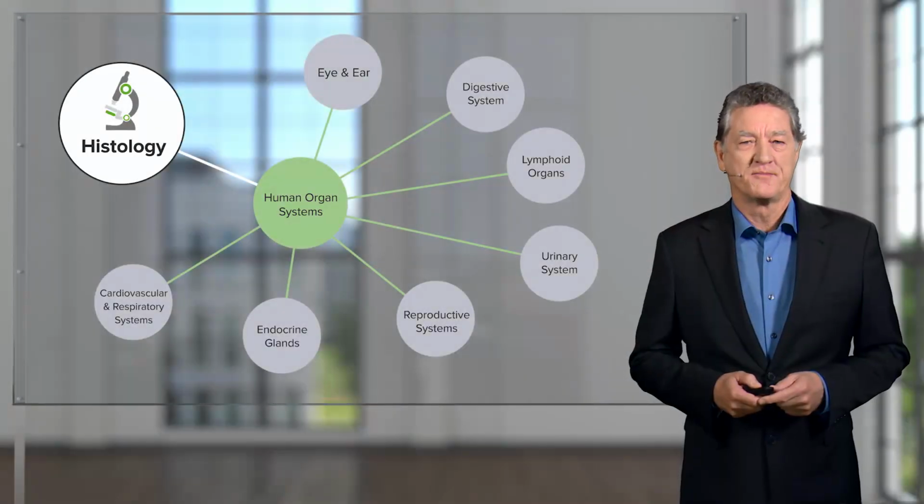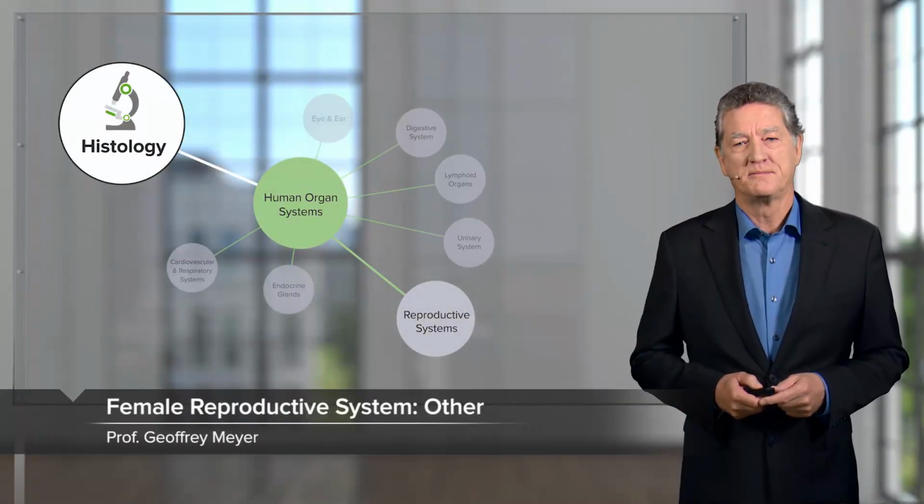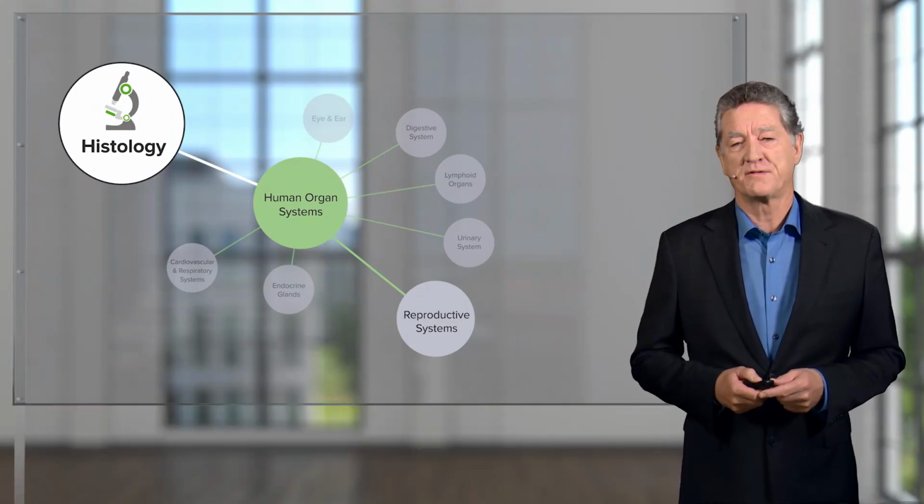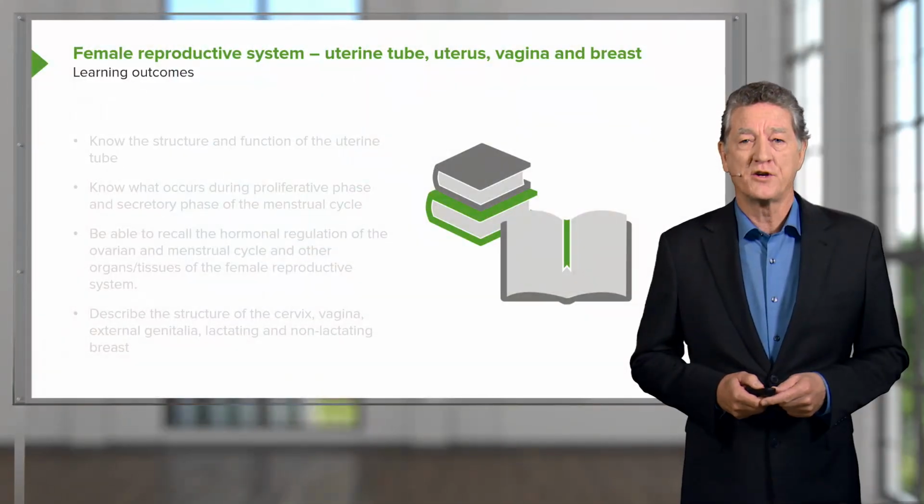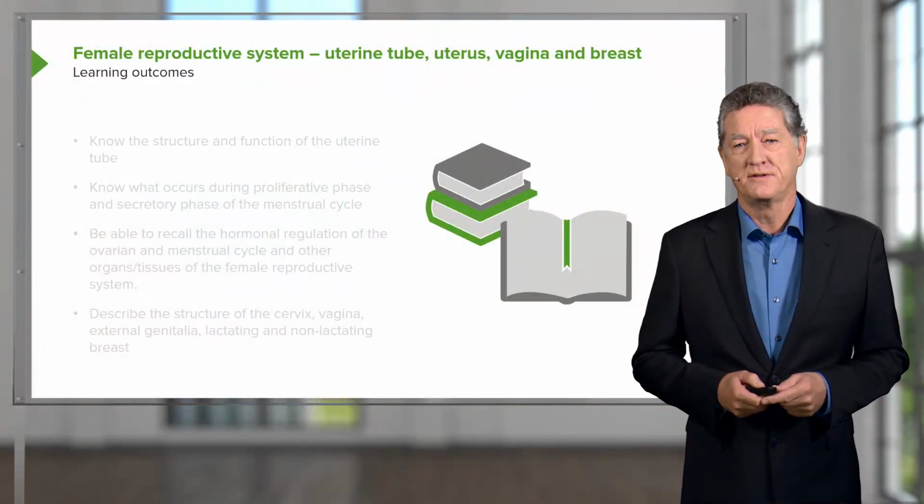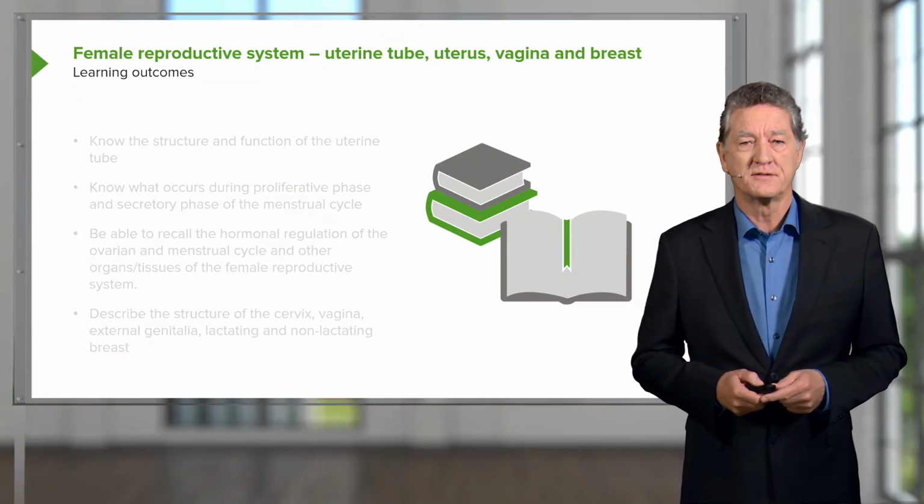In this lecture, I'm going to describe the organs of the female reproductive system, except the ovary, which I cover in another lecture. You are going to learn the histological structures associated with the uterine tube, the uterus, cervix, vagina, and the mammary gland. And I'm also going to stress the functions of each of these organs.